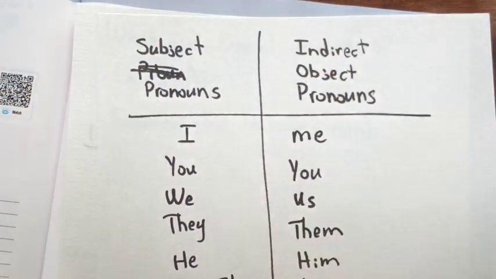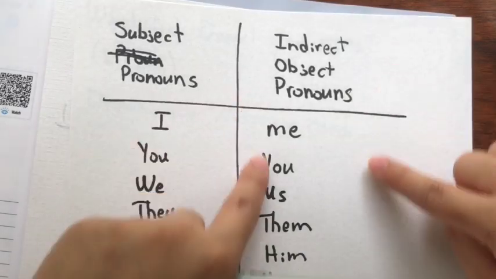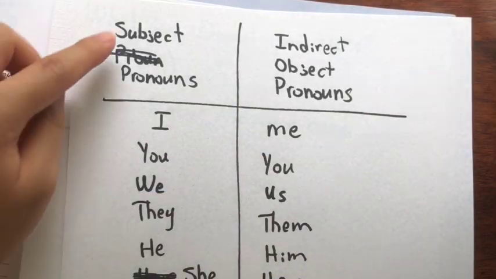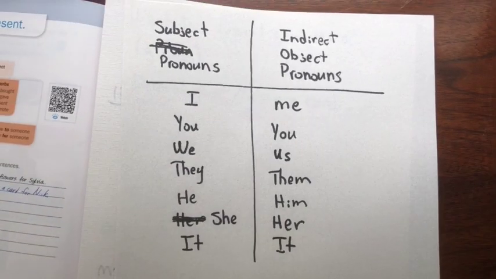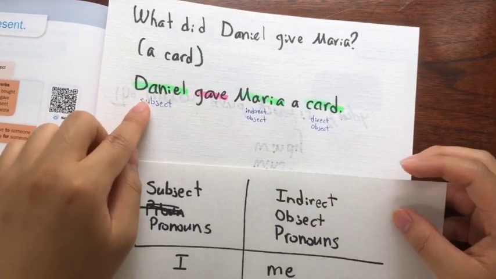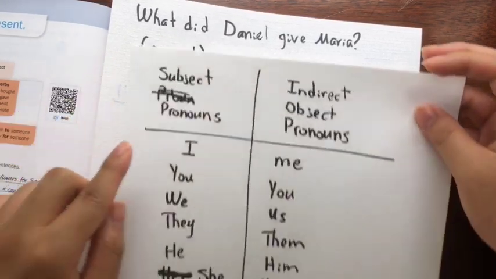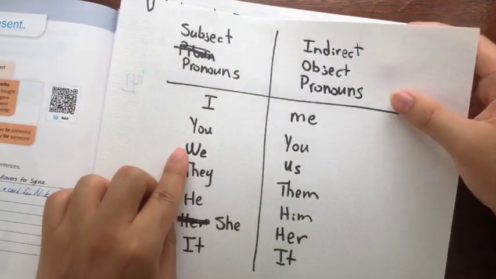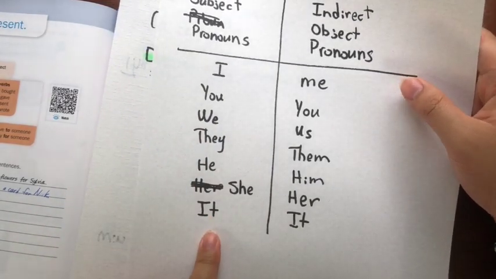We have the subject pronouns on the left and the indirect object pronouns on the right. The subject pronouns, these are the pronouns that do the action. So these are the Daniel. Daniel is the subject. Daniel gave. I gave, you gave, we gave, they gave, he gave, she gave, it gave.